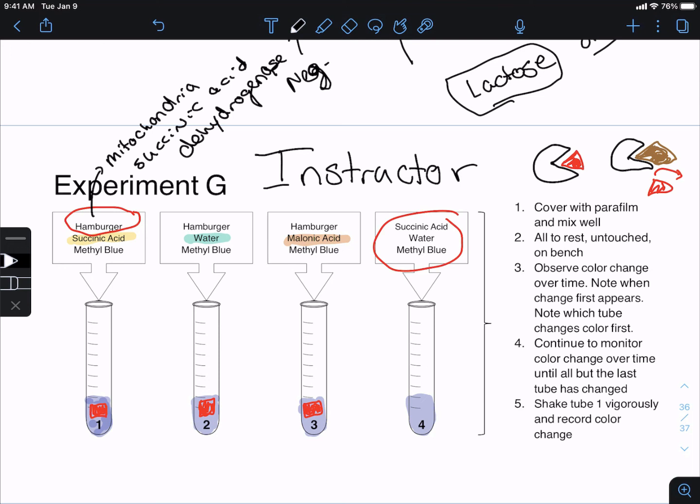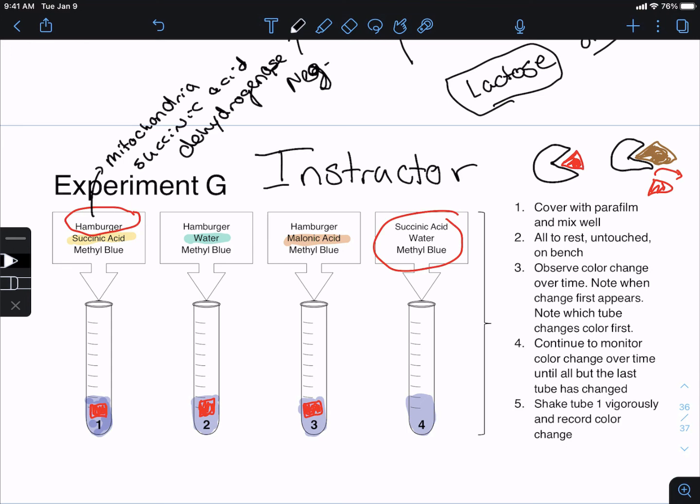You can buy succinic acid dehydrogenase on the market, but it's pretty expensive. Hamburger meat is really cheap, comparatively speaking, especially in the quantities we use. We're not using that much. And so we use the hamburger. Don't forget that. The hamburger is the source of the succinic acid dehydrogenase.